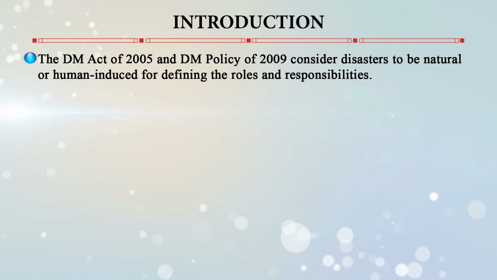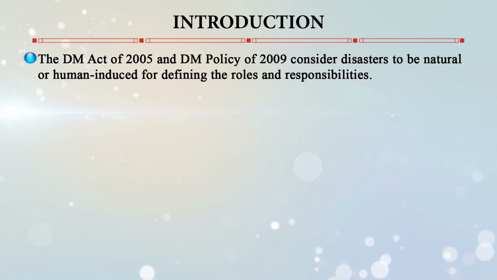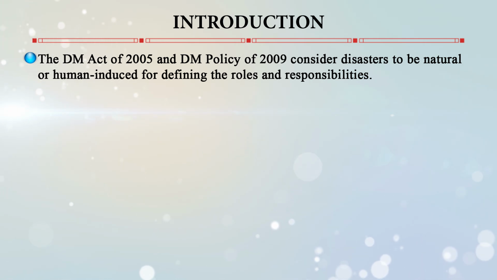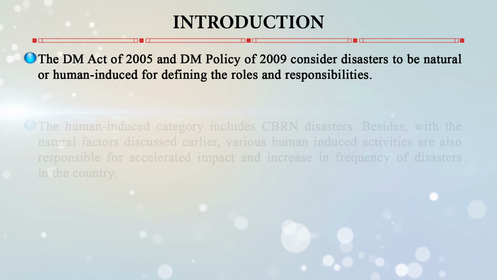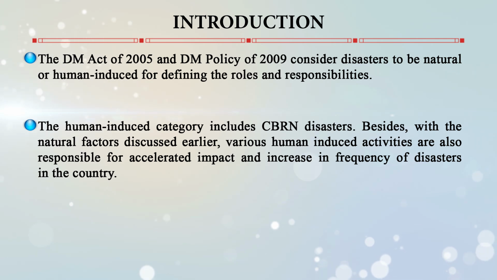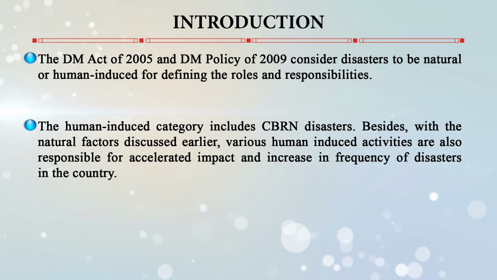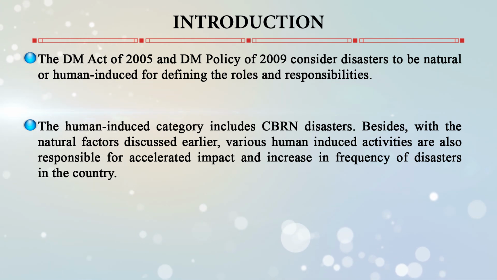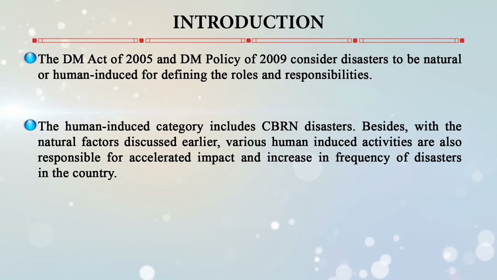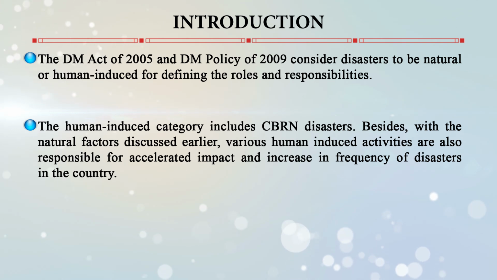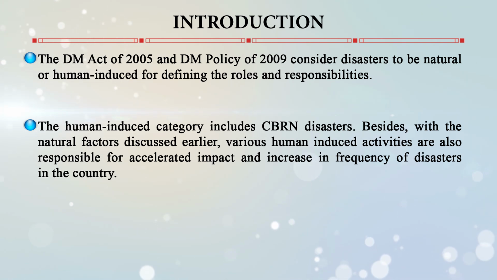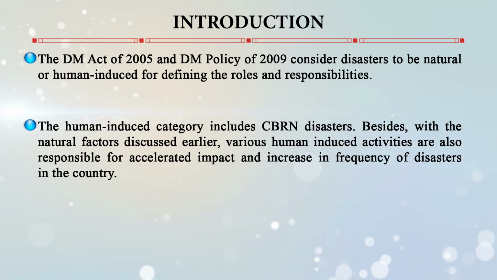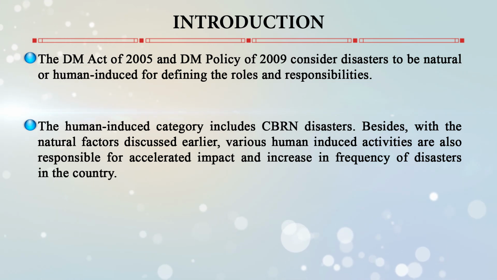Now, the Disaster Management Act of 2005 and the Disaster Management Policy of 2009 consider disasters to be natural or human induced for defining roles and responsibilities. The human induced category includes CBRN, that is chemical, biological, radiological and nuclear disasters. All these can occur in industries. For example, there can be nuclear accidents or explosions. In the same way, chemical accidents can occur, and then there can be fire and explosion. So here again we need the disaster policies and the acts to be in place, and the force to come and help us in time of need.